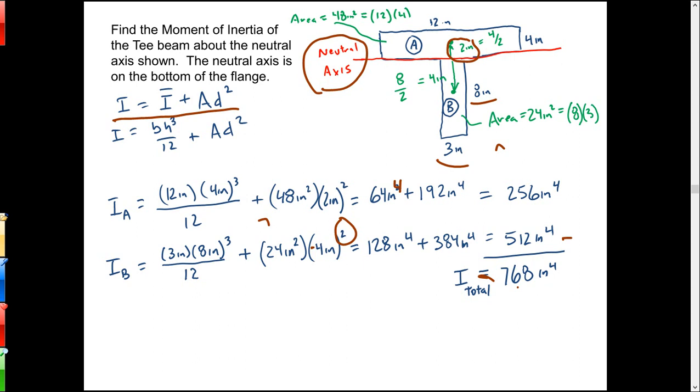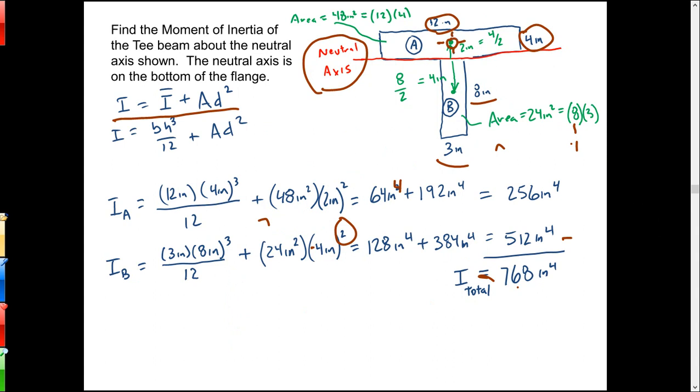So what we would do here, we would take bh cubed over 12, which is the moment of inertia of a rectangle. So for this first one, we have a base of 12, height of 4. 12 times 4 cubed over 12 is the moment of inertia of that rectangle about its own centroid, okay? About this point right here, okay?